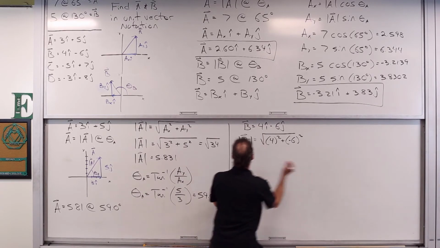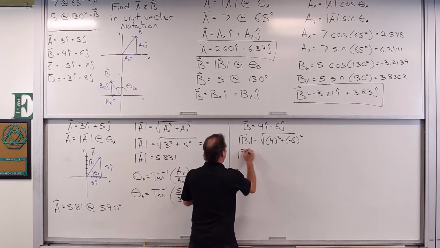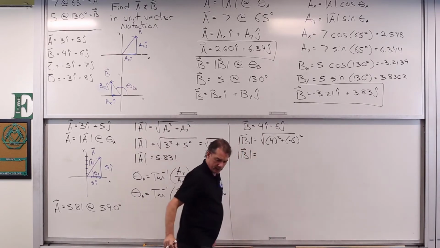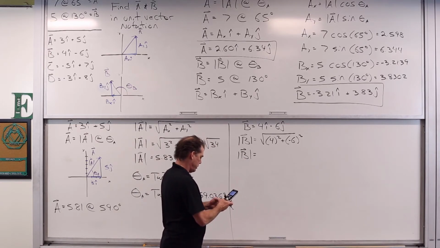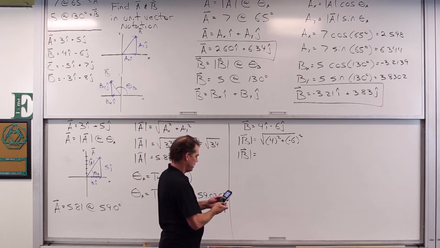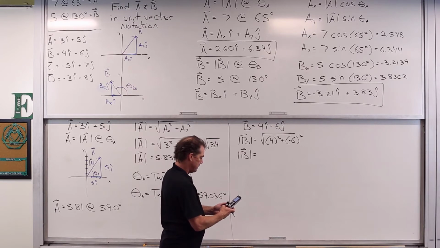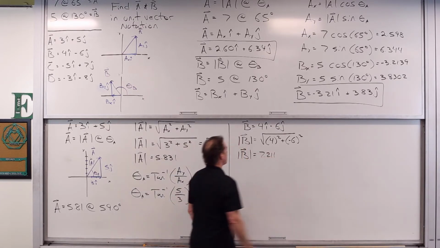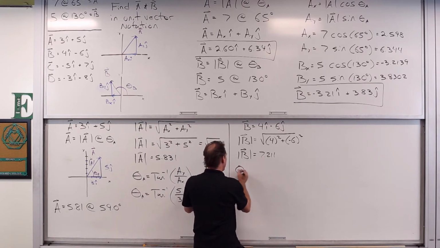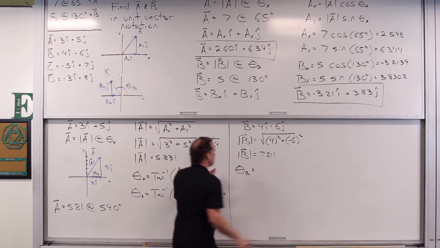So with that, we've got that the magnitude of b hat is the square root of 16 plus 36, which is 7.211. 7.211 is the total magnitude, and theta sub b.